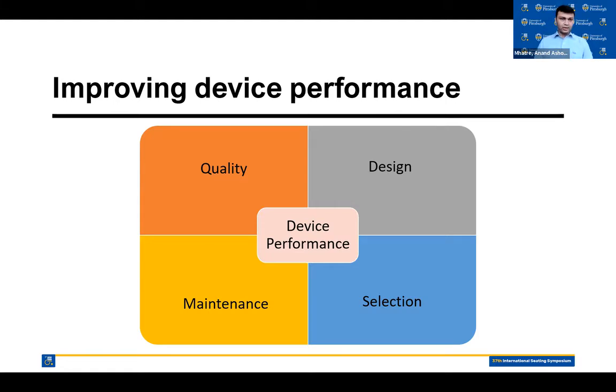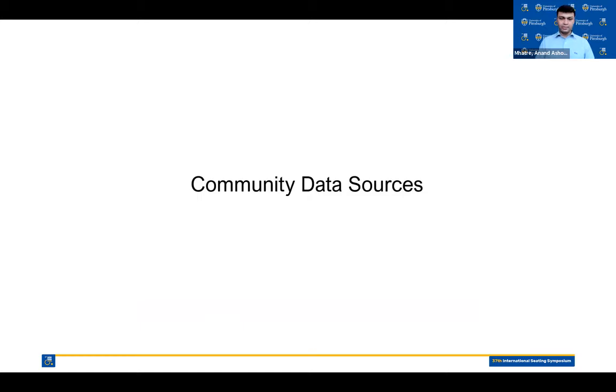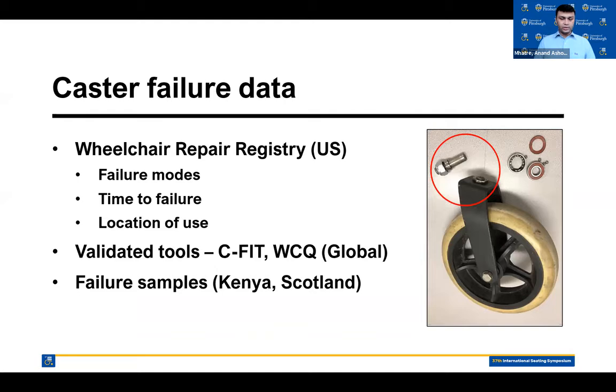I think these are the most important when it comes to device performance. First one is quality, or the durability and reliability of a device, which is mostly determined by the testing methods in the wheelchair area. Then design is another one, which is really how do you design a wheelchair? What are the different parts? Then maintenance is another area, followed by selection. So we'll go into each of these areas and see how community data has helped us develop new research and new findings in each one of them.